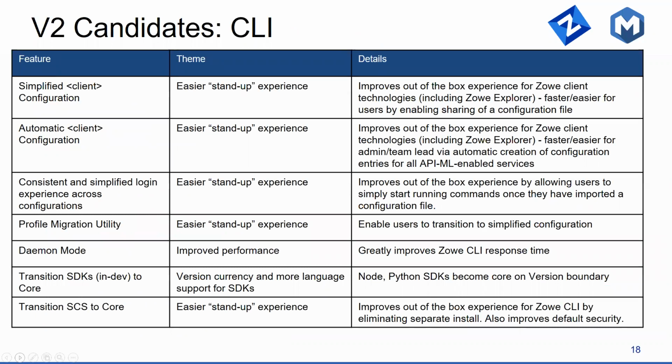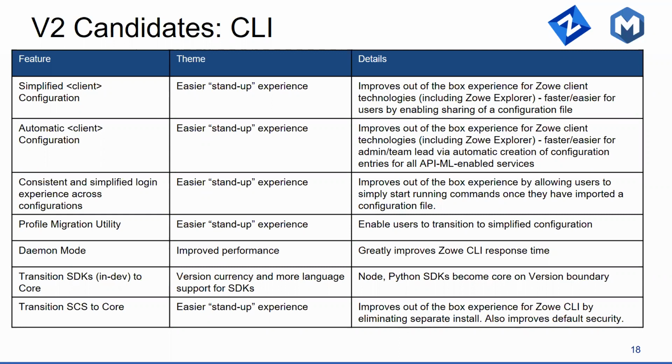Okay, now I get to talk about the exciting candidates we have and new features we have in our technical preview of the Zowe CLI. So what you can expect in the V2 release is a simplified out-of-the-box experience for Zowe client technologies. So the first, simplified configuration, this will allow one person in your organization to configure Zowe client technologies and then roll this file out across the organization, across teams, so that each user doesn't need to set up their own profiles.